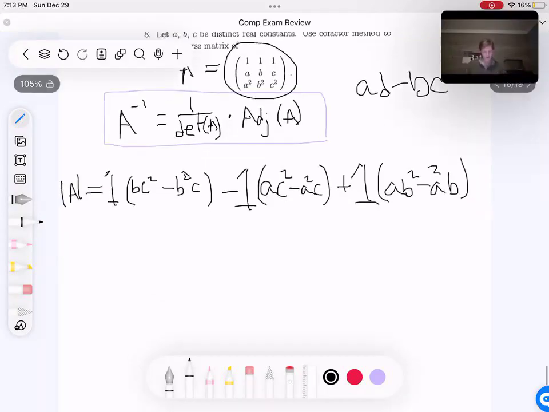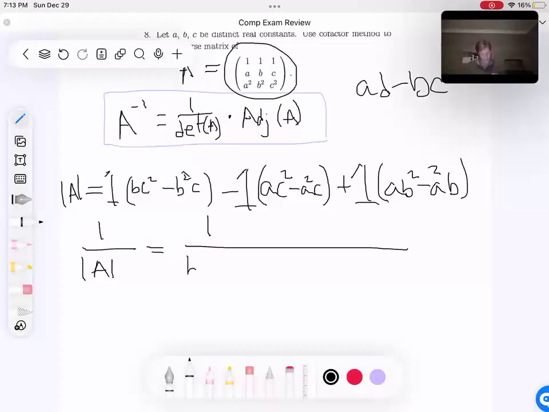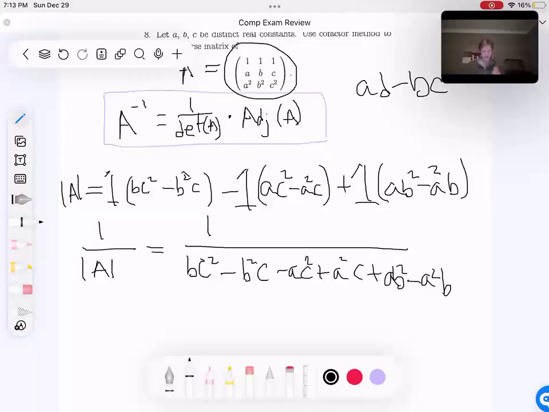Awesome. So then 1 over the determinant of A, and you can use the little bars to denote the determinant, or you can use the DET symbol. I'm using both here. It doesn't really matter. That's going to be equal to this whole thing, and I'll simplify it now. That is going to be BC squared minus B squared C, minus AC squared plus A squared C, plus AB squared minus A squared B. And there's really not a whole lot we can do to simplify that. So let's just leave it as is.